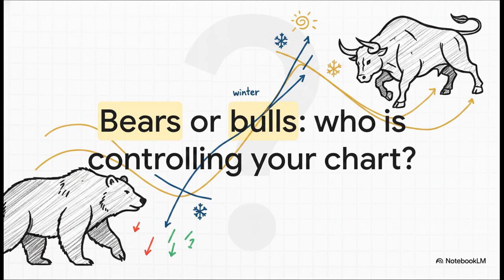flashing on your screen. Go ahead and draw the 50-day and 200-day lines. Ask yourself, are we in summer or winter? Have you seen a golden cross or a death cross lately? The bears or the bulls, who is actually controlling your chart right now? I challenge you to go find out.